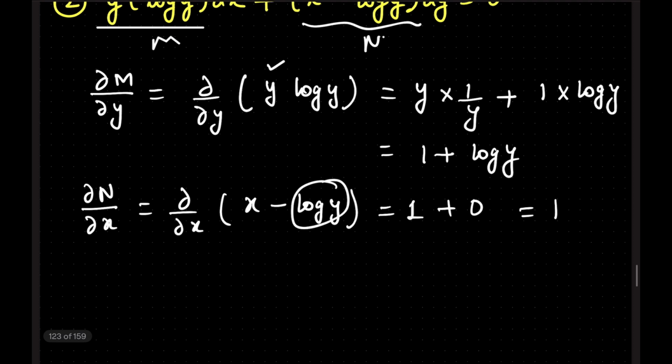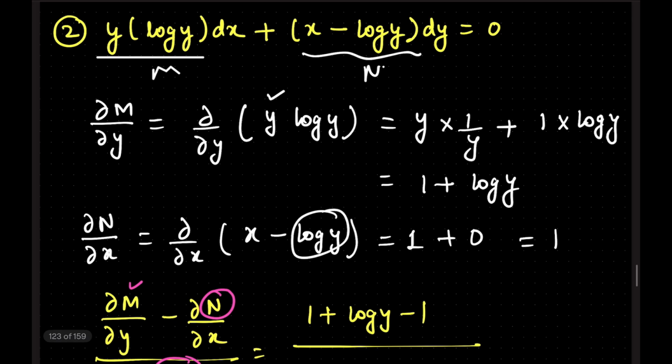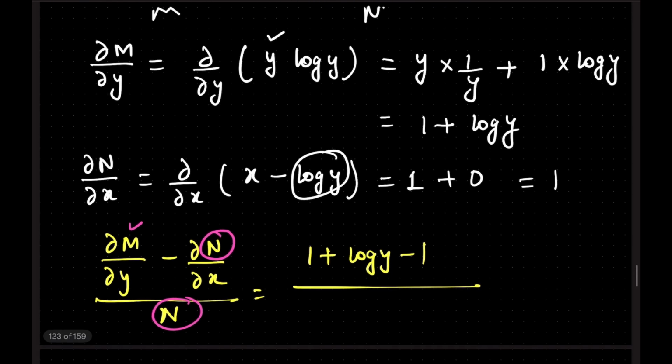Now if you see here, dou M by dou y minus dou N by dou x divided by N. Always remember that whenever you are subtracting, the N term, which is on the RHS side, is being subtracted by the M term, then it should come in the denominator. So this is a trick to remember this. Dou M by dou y minus dou N by dou x will give you 1 plus log y minus 1, divided by N, which is x minus log y.